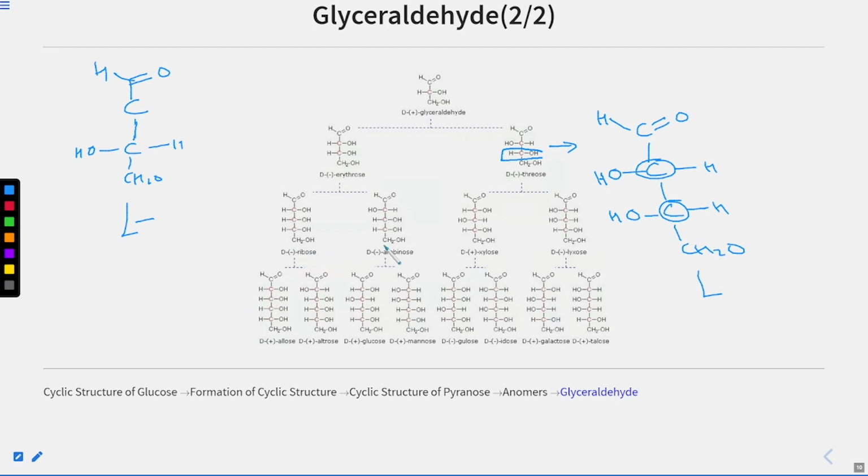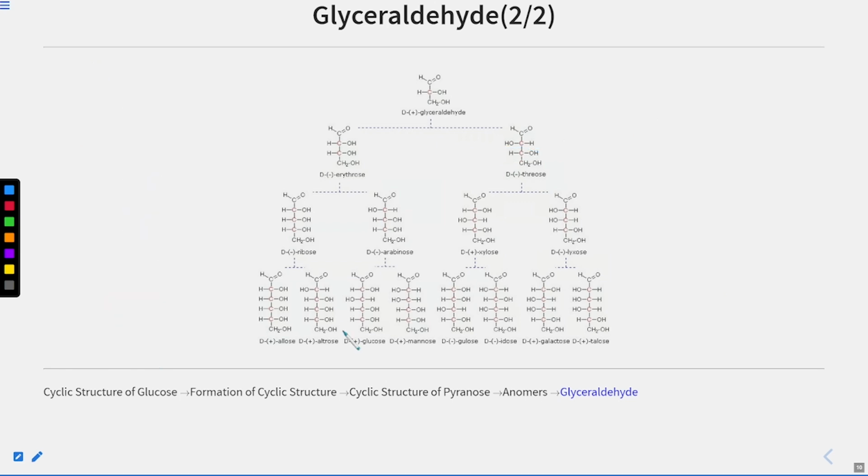Similarly, for this, it would be CCC, OH on this side, H on this side, and CHO. You can again see that I have placed OH on this side only, and the only thing I have changed is the position of this hydroxyl group. I have not disturbed the position of any other hydroxyl group. Similarly, you can change this position and get your L glucose.